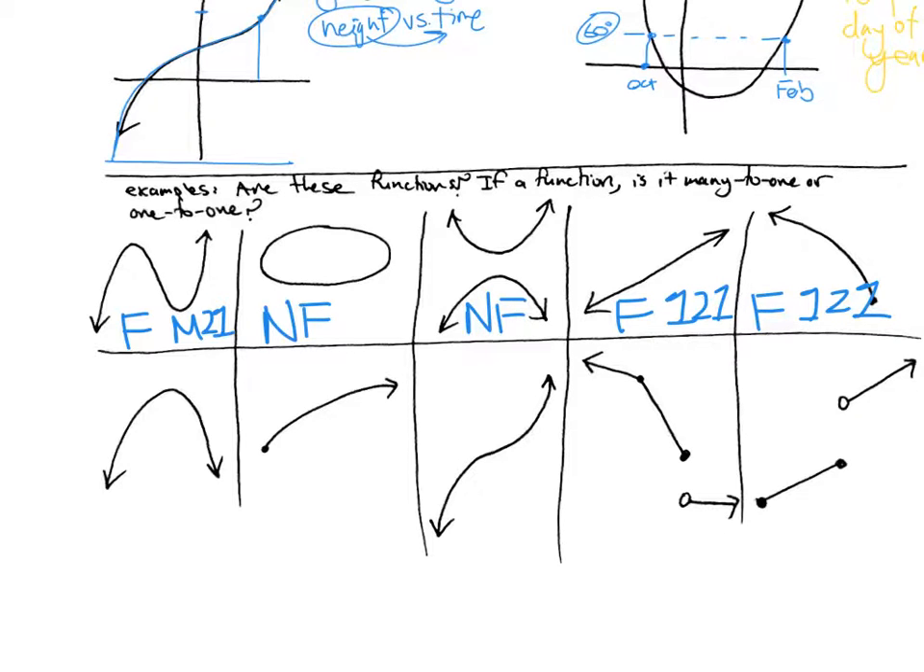Next up, our parabola is a function, but it's a many-to-one. And our other square root function is also a function, and it would be a 1-to-1. For the cubic function, that's definitely a function, and it's also 1-to-1.